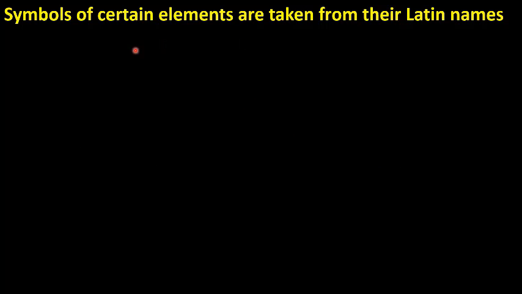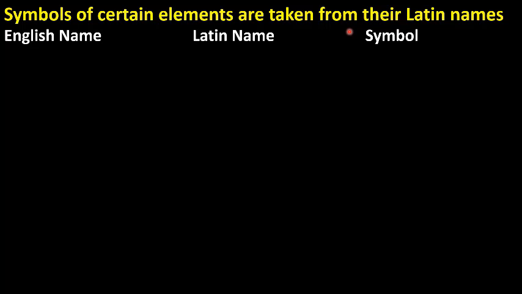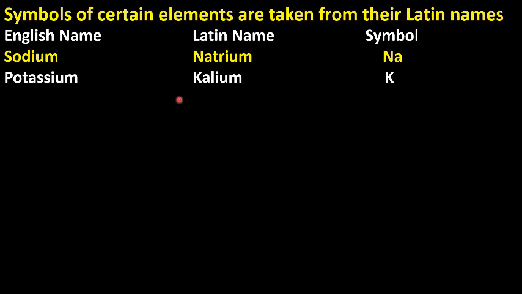Symbols of certain elements are taken from their Latin names. See, just now we studied that symbol of sodium is Na. Sodium starts with the first letter S, but its symbol is Na. How is it so? Because for certain elements, the symbols are taken from their Latin names. So, English name, Latin name, symbol. Sodium, Latin name natrium, symbol Na. Potassium, Latin name kalium, symbol K.